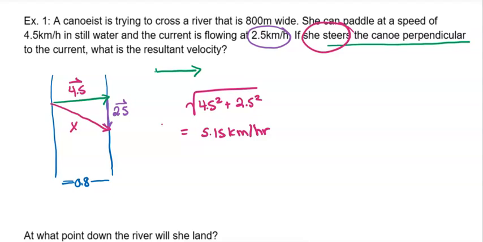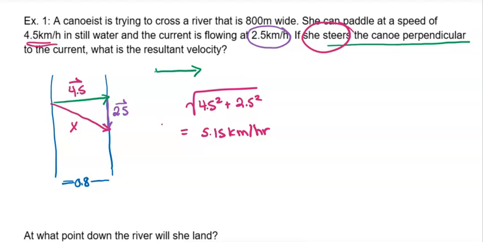So she's going 4.5 kilometers per hour. Is the current helping her or hindering her in this case? It is going to be helping her. It's going to be pushing her downstream a little bit faster, so it makes sense that she's moving a little bit faster.